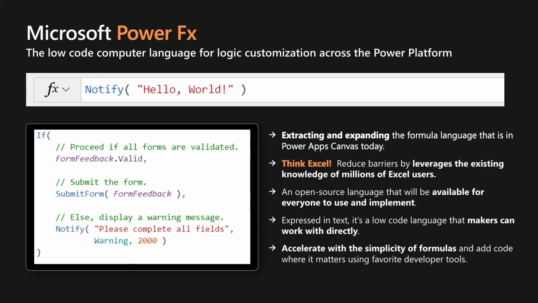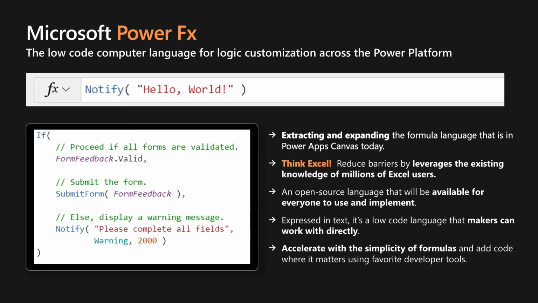Today, we're going to be talking to you about Power Fx, the low-code programming language for everyone. Back in March for Ignite, we introduced Power Fx as an extraction and an expansion of the formula language we already have in Power Apps Canvas today. It's very much an Excel-like language. We're trying to leverage as much as possible of the knowledge that people already have from Excel, for them to express logic and express code and to build applications.